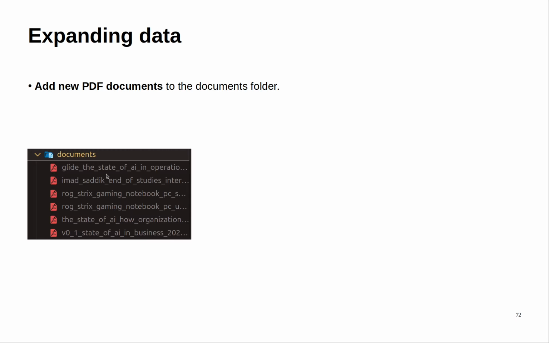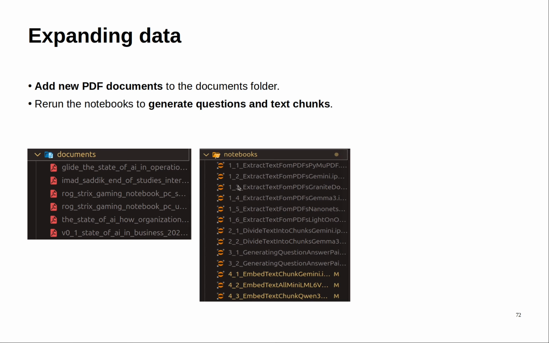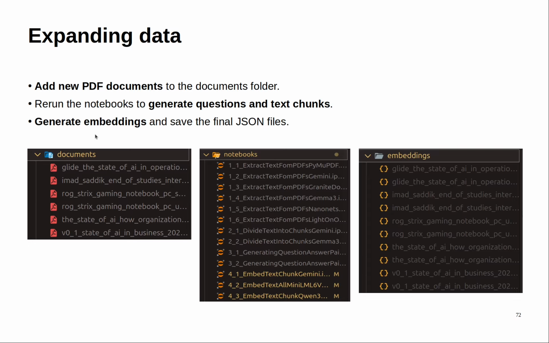First, I added new PDF documents to the documents folder. Then I ran the notebooks again to generate questions and text chunks from these documents. Finally, I generated the embeddings and saved them as JSON files.